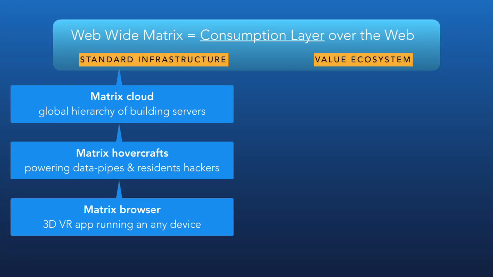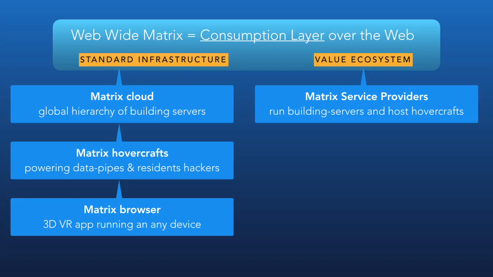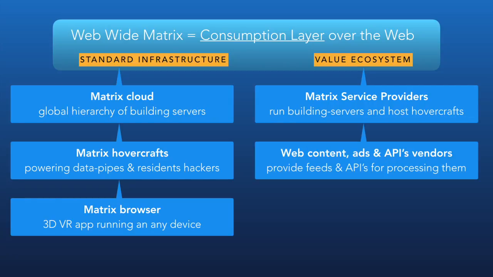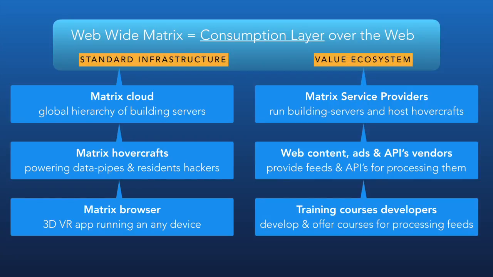The ecosystem consists of the matrix service providers that host the hovercrafts and the building servers, the web content ads and API vendors, which also play a part of the matrix by providing the underlying feeds and APIs, and training courses developers that develop and offer the training courses for resident hackers to teach them how to process feeds. Let's look at each one of them briefly.